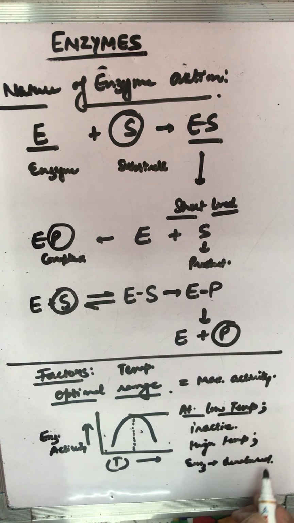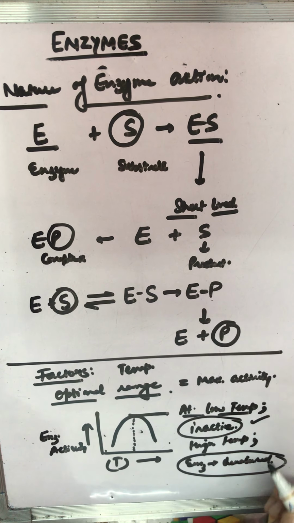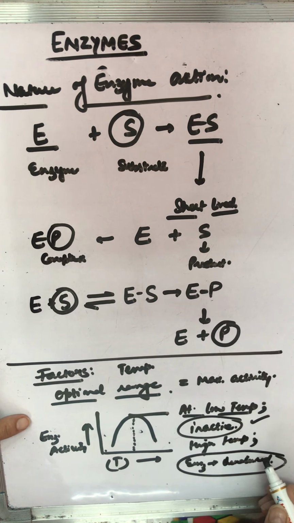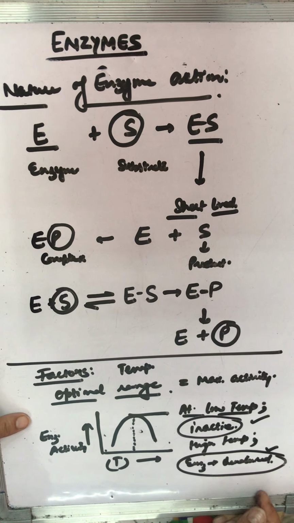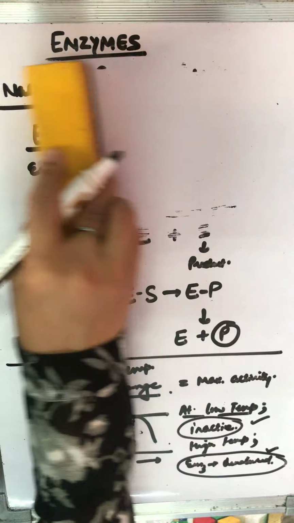It means it is not able to show its activity. So activity is less in both the cases. If it becomes inactive, then also, and if it's denatured, then also. All right, moving to the second factor.